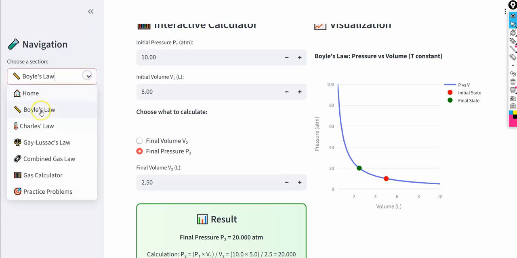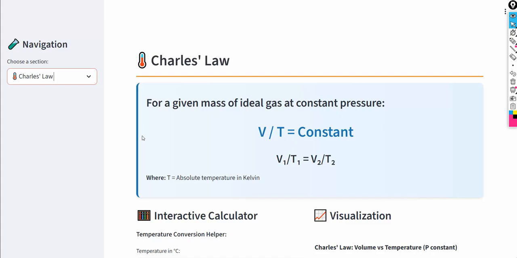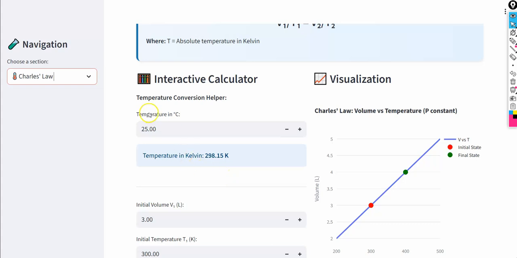Now if I go to Charles's law, for a given mass of ideal gas at constant pressure, V by T is equal to a constant. So V1 by T1 is equal to V2 by T2. Here T is the absolute temperature in Kelvin. First is the temperature conversion helper. If you change the temperature here, suppose this is the temperature in degrees centigrade, and you will get the temperature in Kelvin.